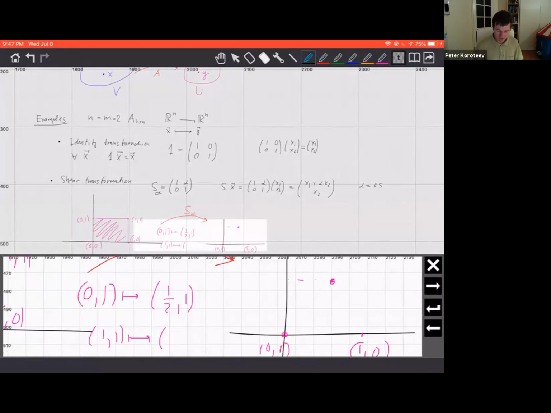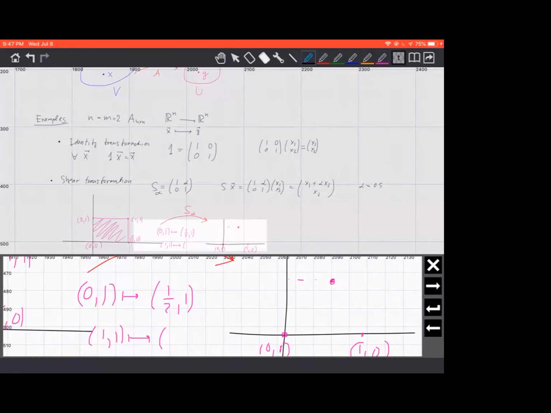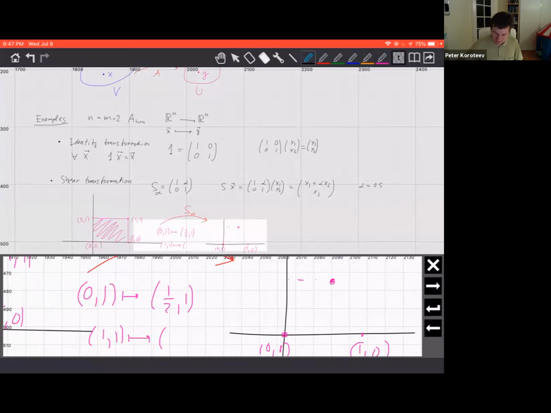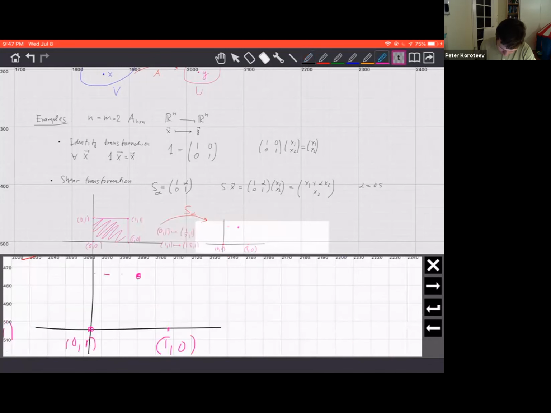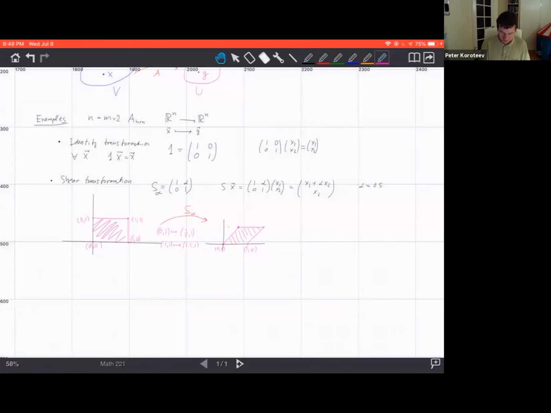So where will point 1, 1 go? 1.5, 1. Yeah, that's right. So it will go here, and then you can imagine the other points will do that. That's why it's called shear. You basically keep the base, and then you move the rest sort of parallel with some shift. Yeah, that's another example.